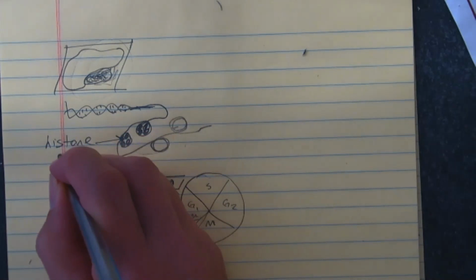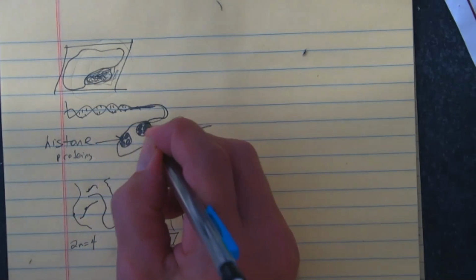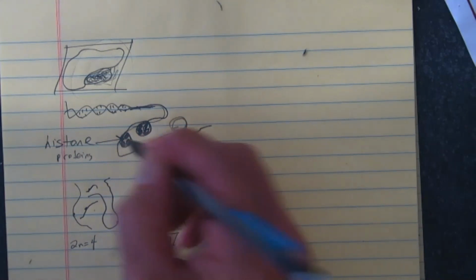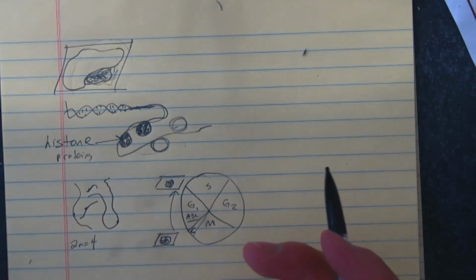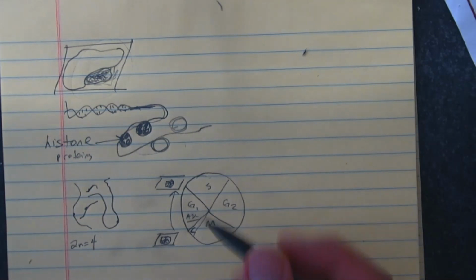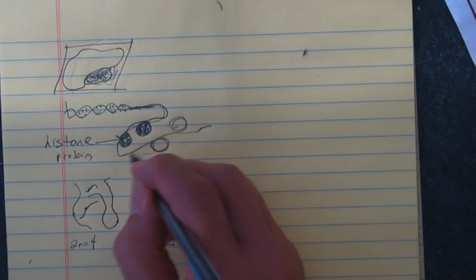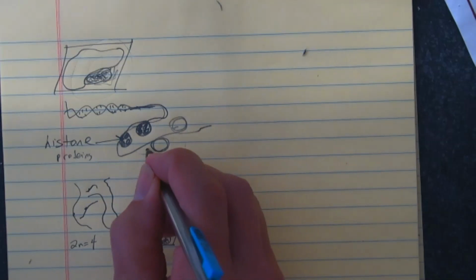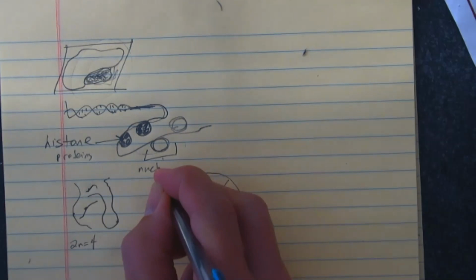These are histone proteins. And the DNA is actually wrapped around these histone proteins, in large part because not all the DNA is needed in all the cells all the time. So a lot of it is just kind of packaged up in spools like this into these structures that we generally call nucleosomes.